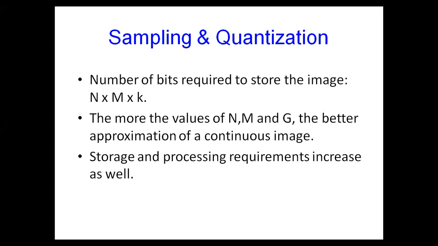So good afternoon. Today's topic is about sampling and quantization. When we are doing sampling, we know that we'll be converting the analog signal into a digital signal. The number of bits required to store the image will be N cross M cross k. The larger the values of N, M, and k, the better the approximation of a continuous image. But the storage and processing requirements will also increase.